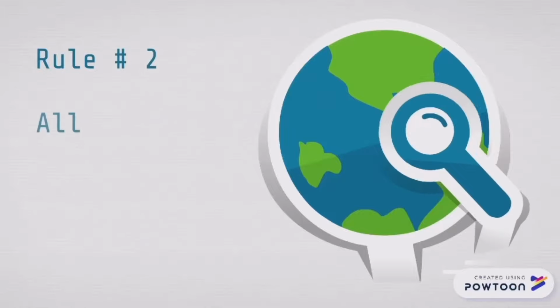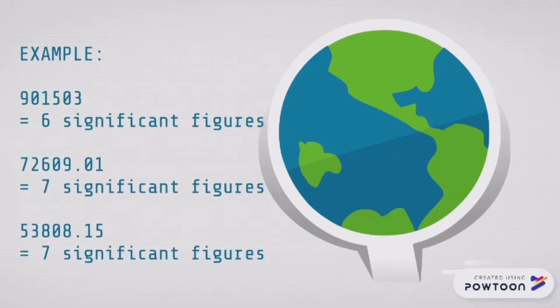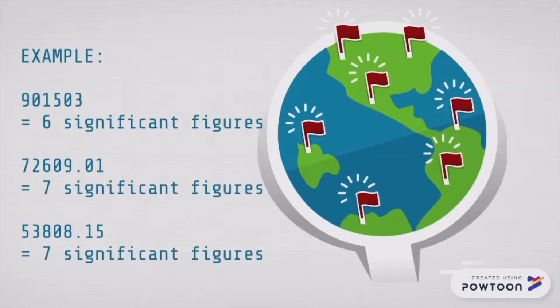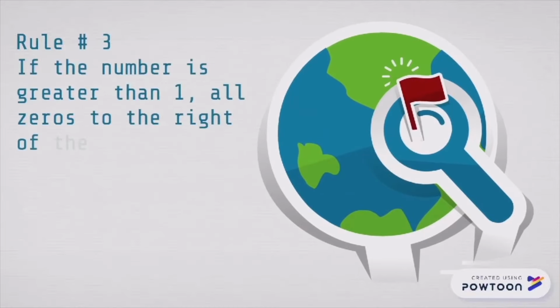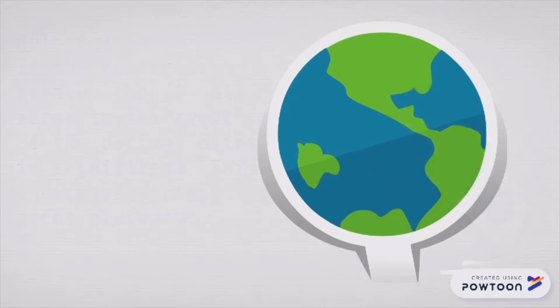For the second rule, all zeros between two non-zero digits are significant. Third rule is, if the number is greater than 1, all zeros to the right of the decimal point are significant. This indicates decimal point placements.